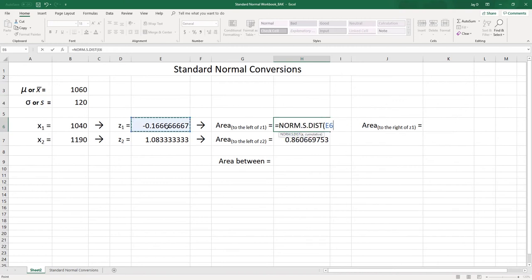Click on the z value, comma, do we want it to be cumulative? Yes, because the norm.s.dist is always going to be cumulative. Close the parenthesis, press enter, and what this is saying is that approximately 43% of the data will fall to the left of negative 0.16667, and so on. So let's go to the diagram and see what that looks like.